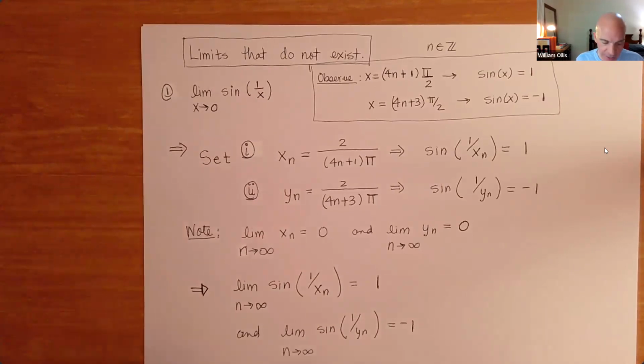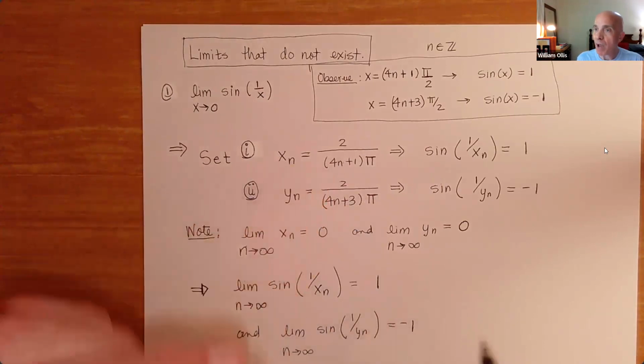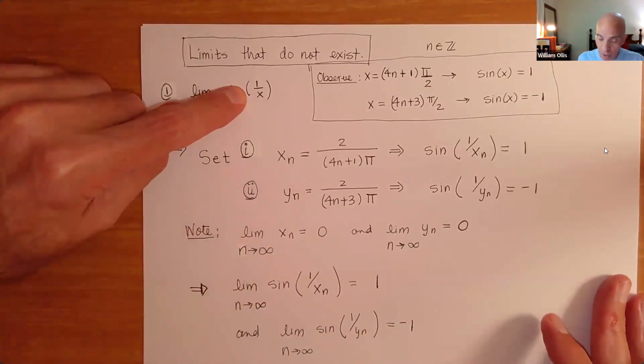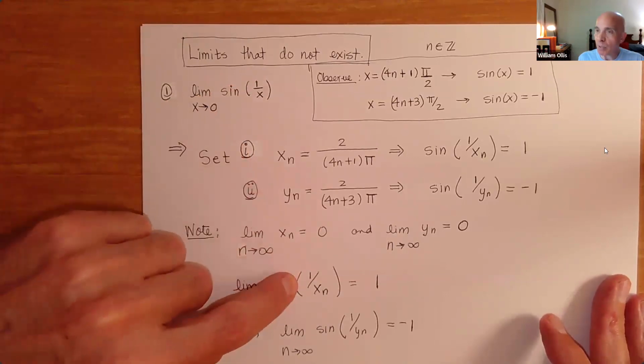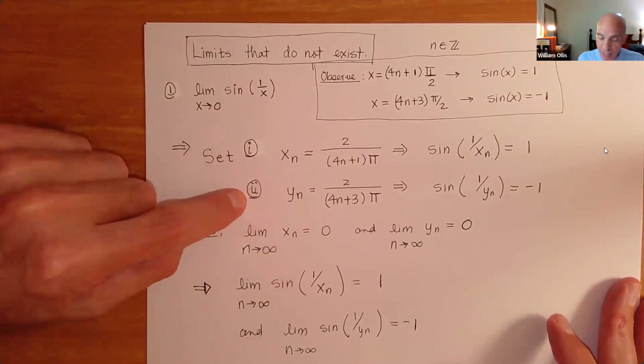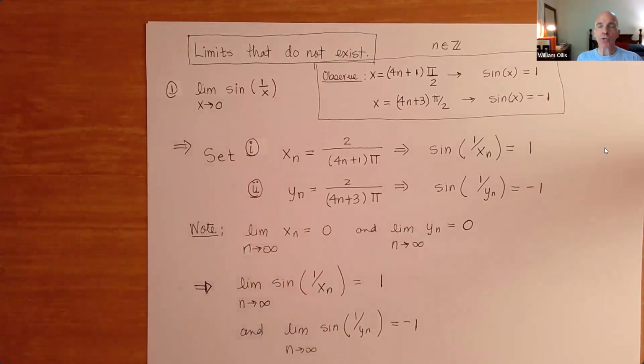So what we're seeing is both of these sequences are approaching 0 from the right. That is, these are approaching 0 through positive values. But every time we apply the function to the reciprocal, in the first case, we get a 1. But if we apply the function to the reciprocal in the second case, we get -1. So again, using the premise that limits are unique, we are at an impasse.